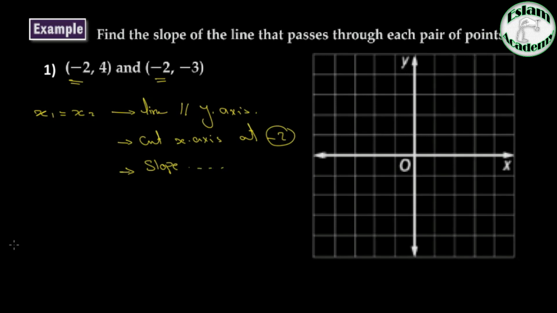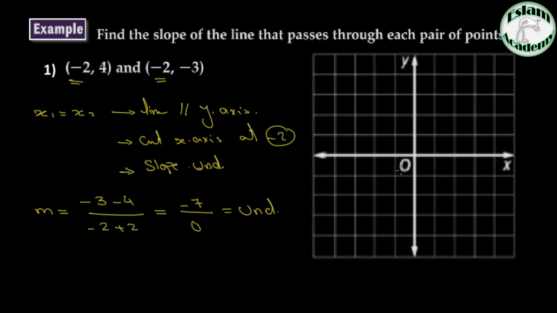Finally, we need to find the slope. We will check now what is the value of the slope. As we said, the slope is the change of y over the change of x, so it will be -3 minus 4 over -2 minus -2, which is +2. So -3 minus 4 is equal to -7. -2 plus 2 equals 0. -7 over 0, the value will be undefined. So if x1 is equal to x2, it means the slope will be undefined.